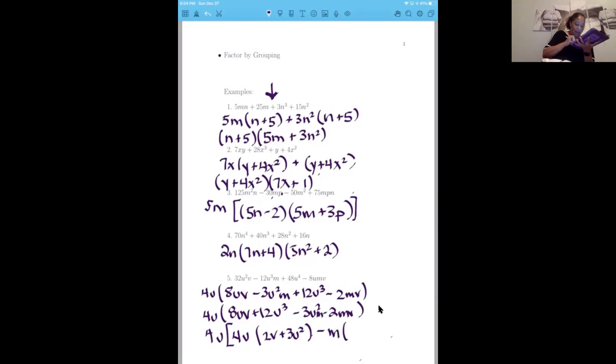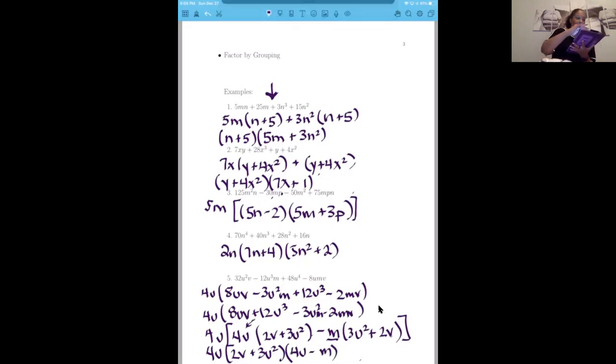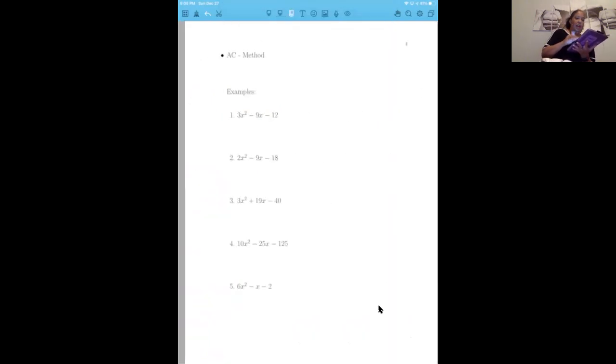And if I factor out a negative m, I get a 3u squared plus 2v. All right, now 2v plus 3u squared is exactly the same as 3u squared plus 2v. So I'm going to factor that out, 2v plus 3u squared. And here I have a 4u left, and here I have an m left. And that's the factorization.